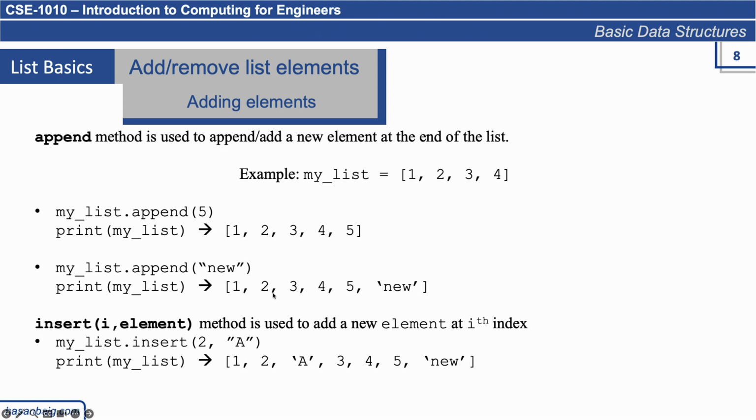The current state of the list is this: 0 1 2. So this is where the new element has to be placed. A would be placed here at the second index. Let me give you a demo now.